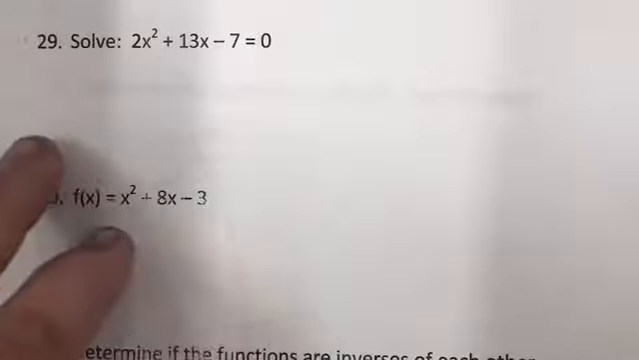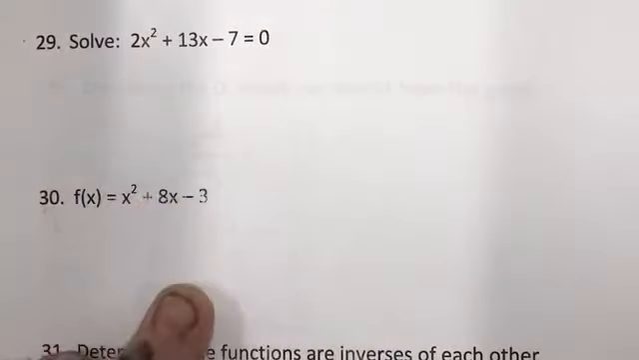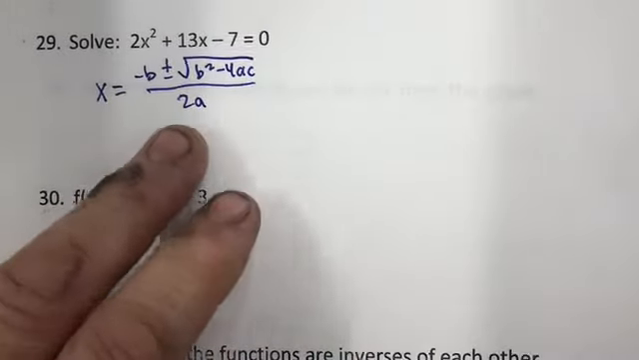All right, now we got to solve this, number 29. We're going to use the quadratic formula here. Here's the quadratic formula. X equals negative b plus or minus the square root b squared minus 4ac all over 2a. This is the quadratic formula.